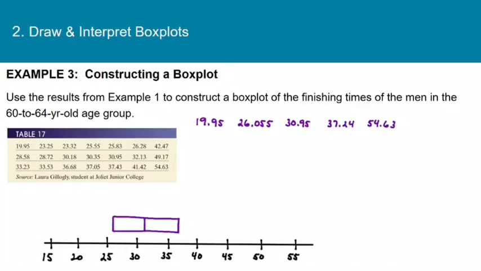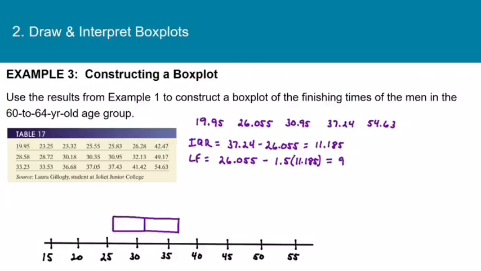And now we need to draw our whiskers, but we really can't draw the whiskers until we've found out where the fences need to go. So let's go ahead and calculate the IQR. IQR is Q3 minus Q1, which for us is 11.185. And then the lower fence is going to be Q1 minus 1.5 times the IQR. So for us that is 9.278. And we'll put that here on our graph.